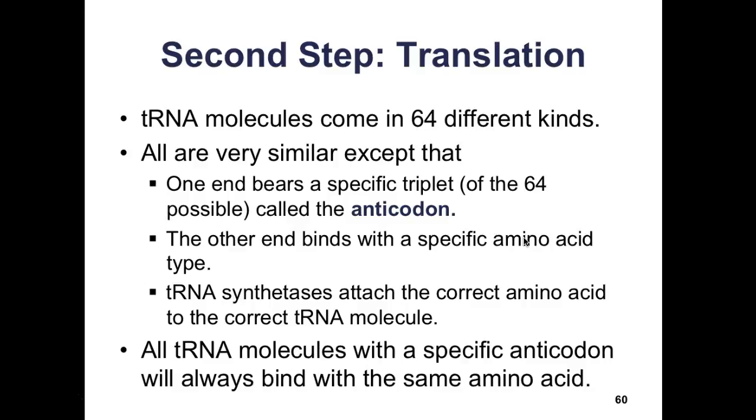tRNA molecules come in 64 different kinds, all very similar, except that one end bears a specific triplet of the 64 possible, called the anticodon, and the other end binds a specific amino acid type. tRNA synthetase attaches the correct amino acid to the correct tRNA molecule. All tRNA molecules with specific anticodons will always bind with the same amino acid.